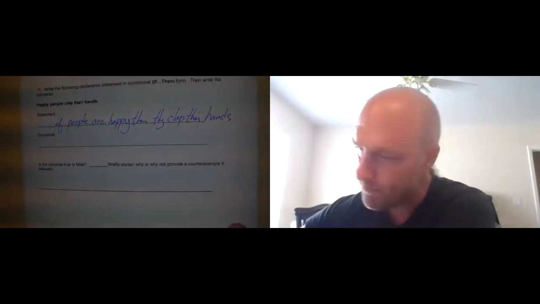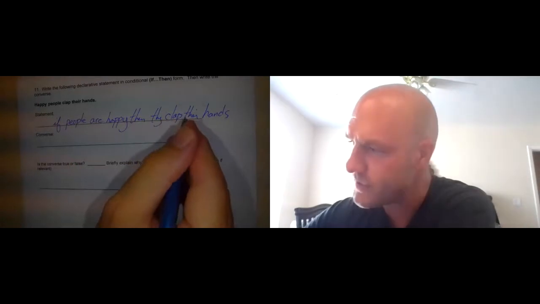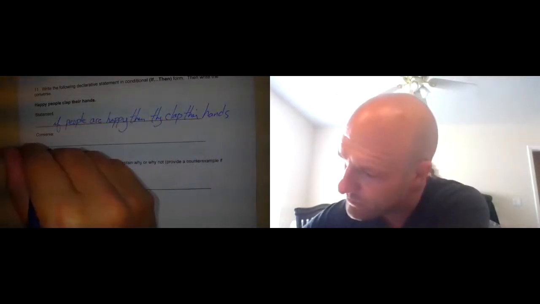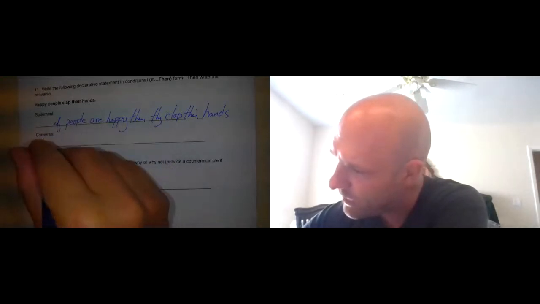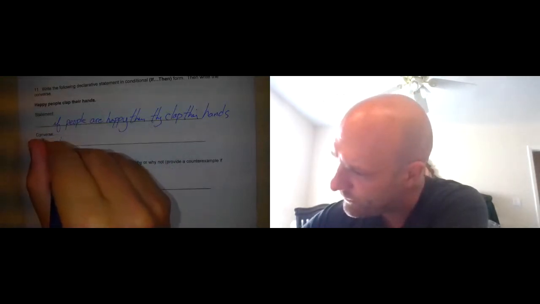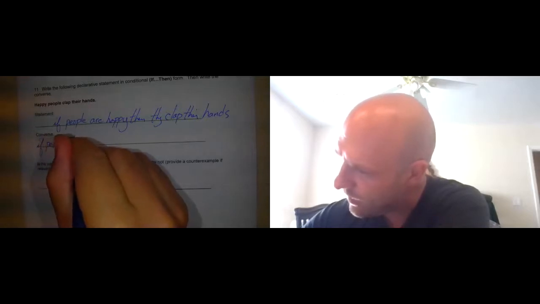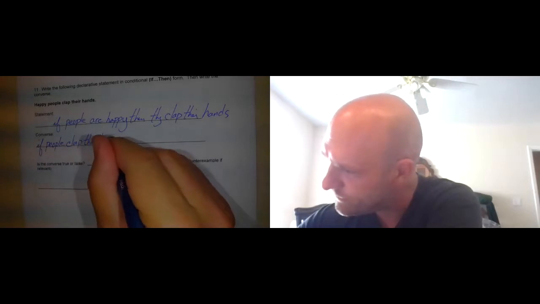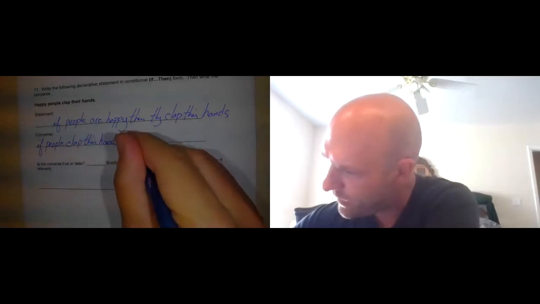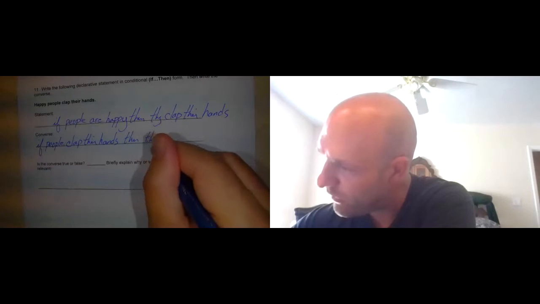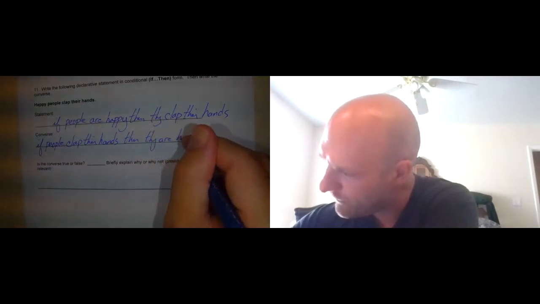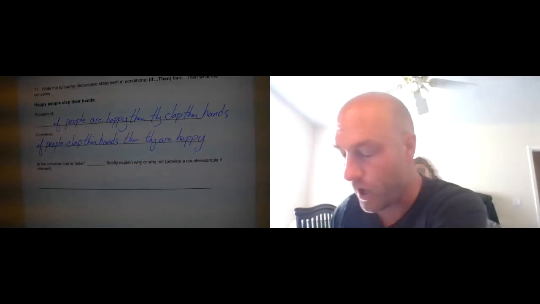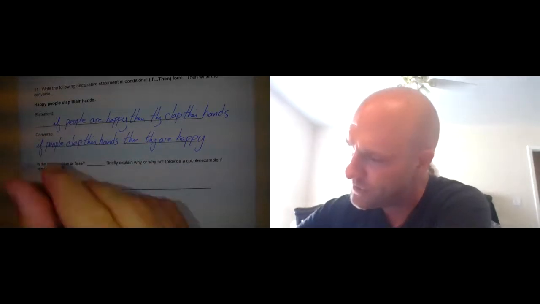And on screen, yep, the converse, of course, is where I take the if part and the then part and switch them, leaving the if and the then in the same place. So if people clap their hands, then they are happy. Well, it didn't sound like a definition to me. I would assume that this is false.